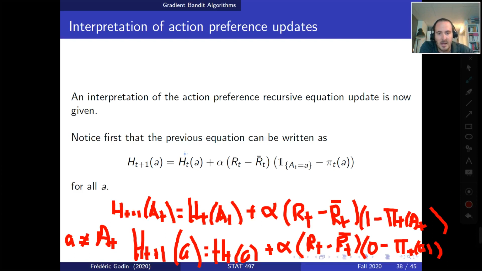Okay, so this update equation for action preferences holds for all actions a, both the action selected at time t and all actions not selected. So this is the general formula to update preferences for all actions, between before play t and after play t.